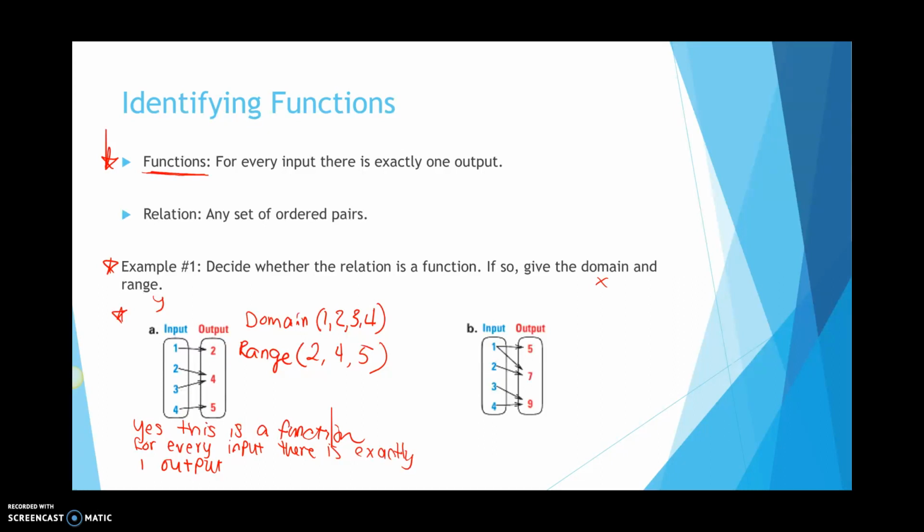For B here, you'll notice when you look at the value 1 is going to both 5 and 7. So there's not exactly one output for each input right here. So we're going to say, no, this is not a function. Again, because there is not exactly one output for every input. And we don't need to label the domain and range because it's not a function. Again, this should be a review from what you've seen previous semester.